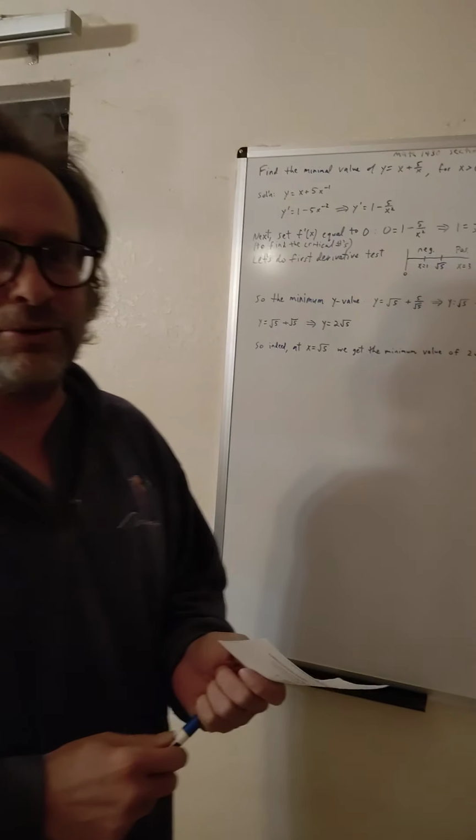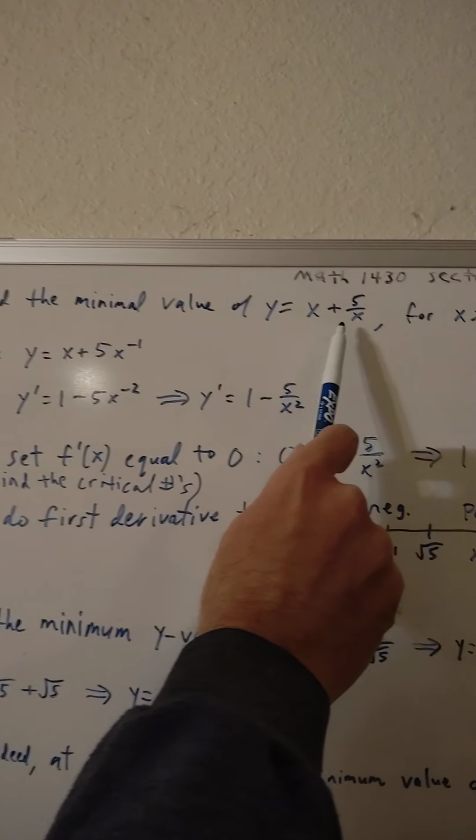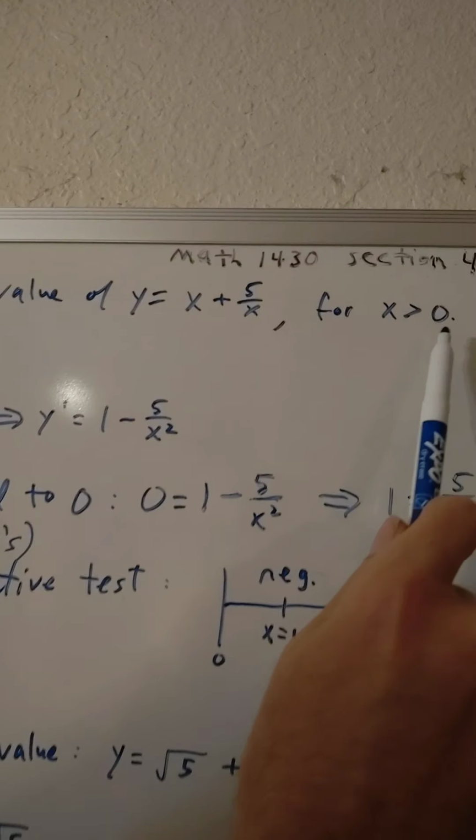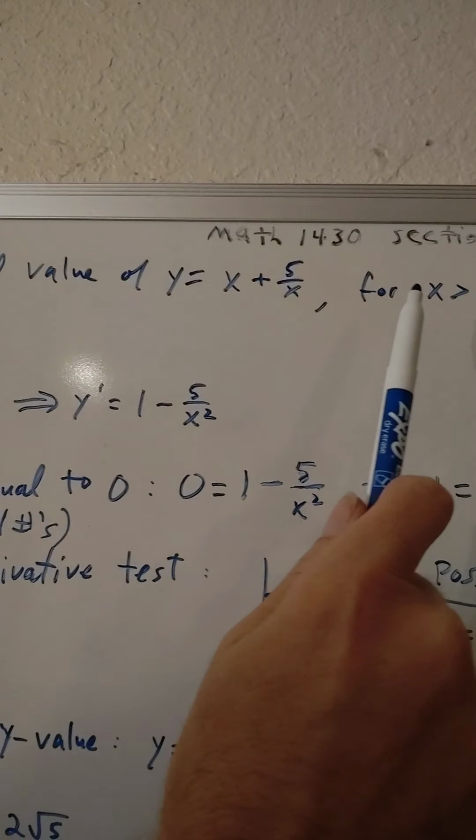All right, so this is a cute little problem we're going to do. Find the minimum value of this function with this imposed domain. Let's say x is greater than 0. So let's do the solution.